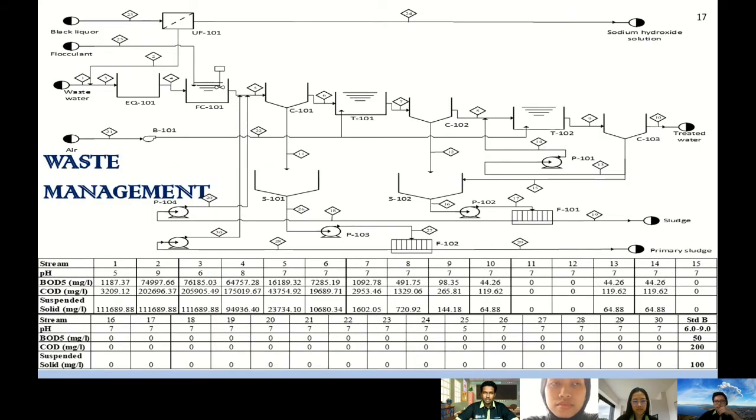Next. So this is the PFD for our wastewater treatment plant. We use 1 equalization tank, 1 coagulation tank, 3 clarifier tanks, 2 aeration tanks, 2 sludge tanks, and lastly 2 filter press tanks. So after the treatment of the wastewater, we can see at the stream table at number 10, the BOD, COD, and the suspended solid have followed the Standard B as we follow for our plant.